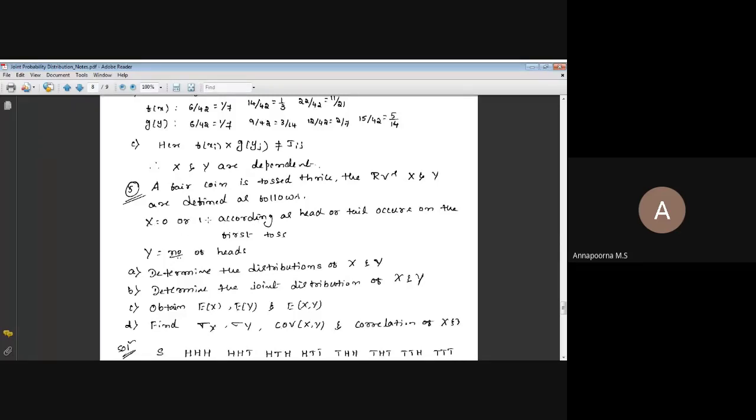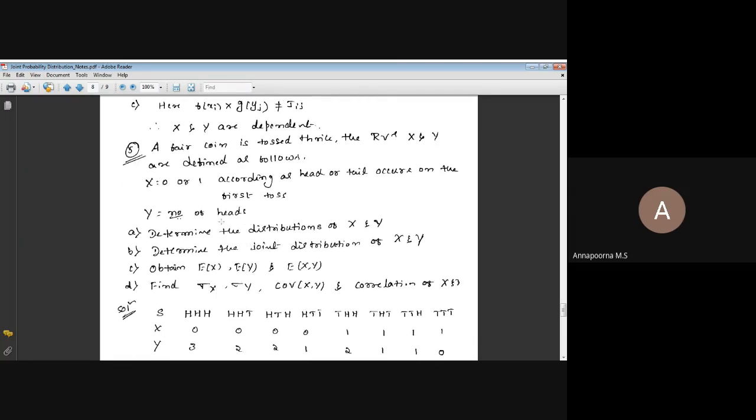So x is equal to 0 or 1 according as head or tail occurs on the first toss. So x will take only two values, 0 or 1. When it will take 0 means if in the first toss head appears, then x value will be 0. When it will take 1, if in the first toss tail appears, then x will take the value 1. And y is the number of heads, right?